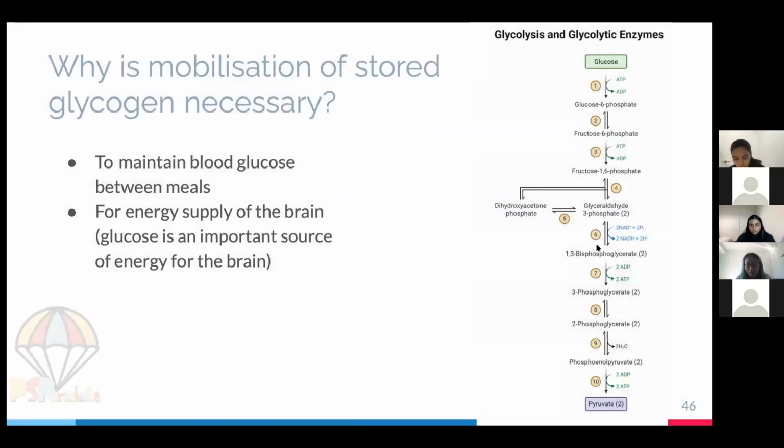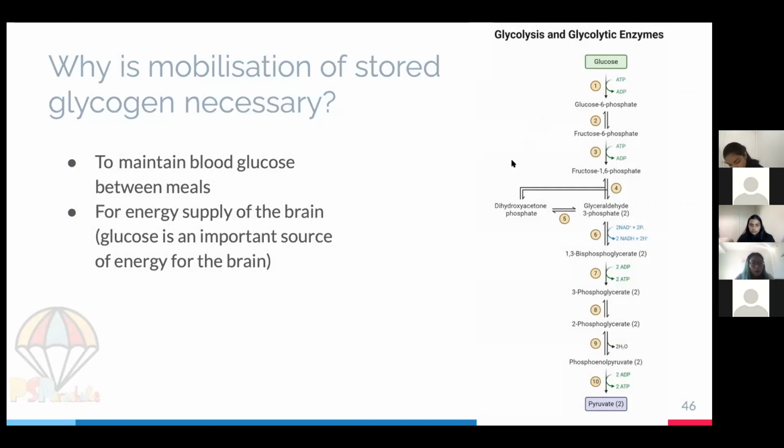So where this G6P molecule is, if you look between the number 1 and 2, that's where it is in the glycolysis process. Right. So why?